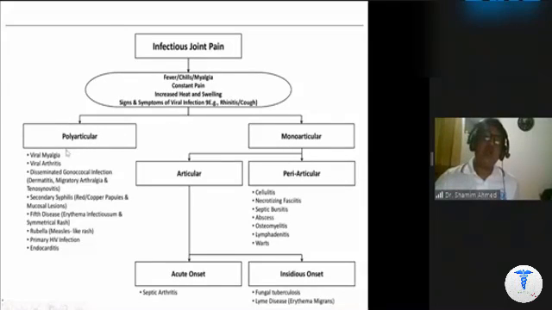If it is polyarticular, it may be viral arthritis, viral myalgia, disseminated gonococcal infection, secondary syphilis, and also rubella or other infection. If it is monoarthritis, whether it is articular or periarticular. If it is articular and acute onset, we should consider septic arthritis. If it is periarticular, it may be cellulitis, necrotizing fasciitis, septic bursitis, abscess, osteomyelitis, lymphadenitis. And if it is articular with insidious onset, it may be fungal or tubercular.